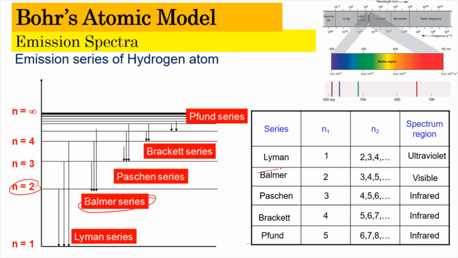Okay, so for the Balmer series, n1 here refers to the ground state, and n2 here refers to the excited state.